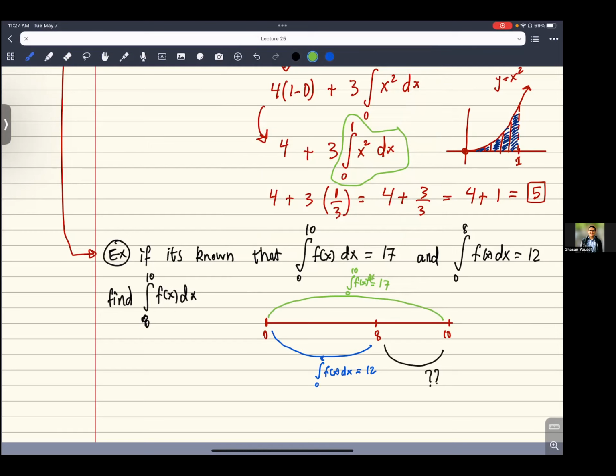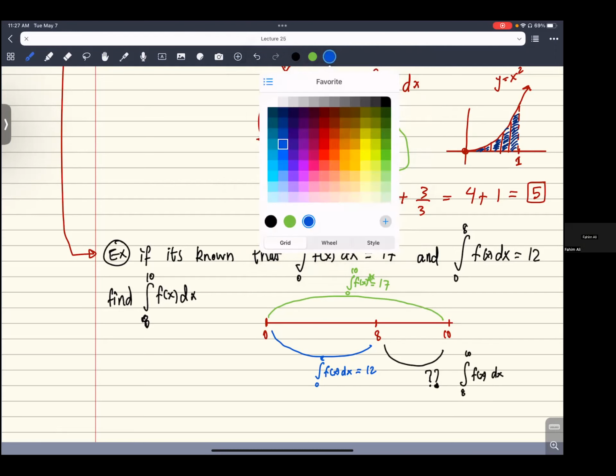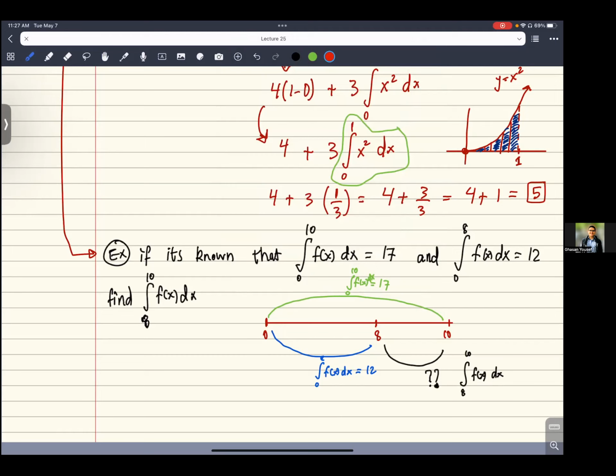They ask about the integral from 8 to 10 of f of x dx. So I can divide it. I can write the integral from 0 to 8 of f of x dx plus the integral from 8 to 10 of f of x dx. This is the same as the integral from where to where, by using the property? Yes, from 0 to 10, the integral from 0 to 10 of f of x dx.